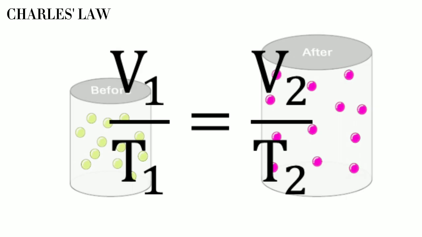So the formula for Charles' law is V1 over T1 is equal to V2 over T2, where V1 is the first or initial volume, T1 is the first or initial temperature, V2 is the second or final volume, and T2 is the second or final temperature.